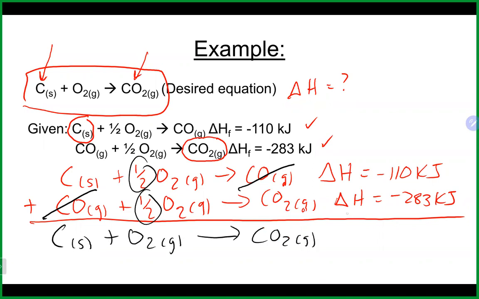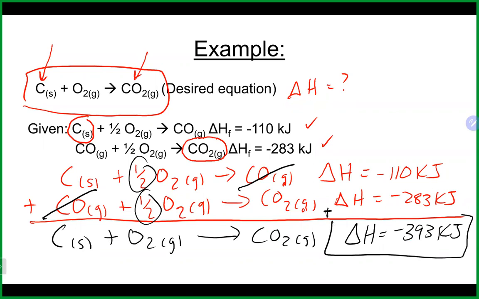Now, because I didn't do anything to these, I'm just going to simply add these two numbers together. For this particular reaction, 110 plus 283 gives me a delta H value of minus 393 kilojoules.